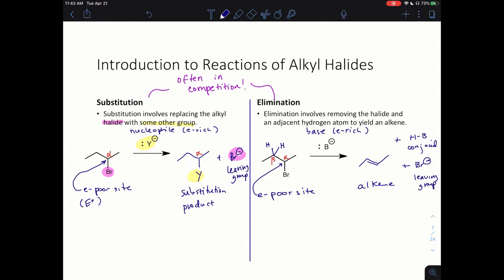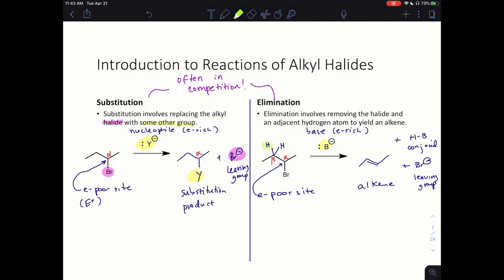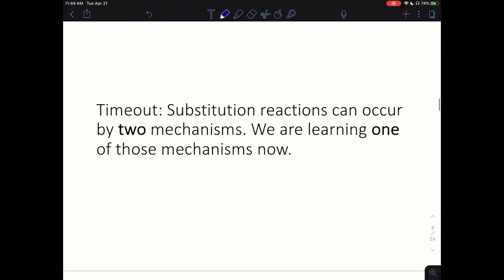Okay. So we're going to have elimination reactions, we're going to have substitution reactions, and they're going to be in competition with one another. Each of these types of reactions can proceed by two different overall mechanisms. So we're going to take those four mechanisms, they're called the SN2, the SN1, the E2, and the E1, one at a time. And today, we're going to talk about SN2.